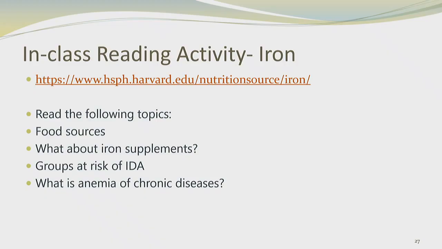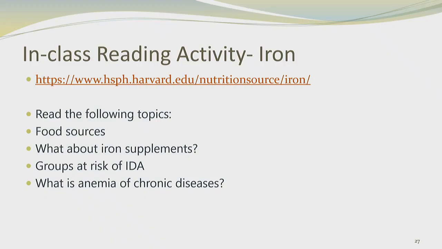Any others? Any other group that's at risk? Yes. Say that again. Endurance athletes. Did it say why they're at risk? It says running can cause trace amounts of GI bleeding and a condition called foot strike hemolysis that breaks down red blood cells at a faster rate. Okay. So they're at risk because of GI bleeding.